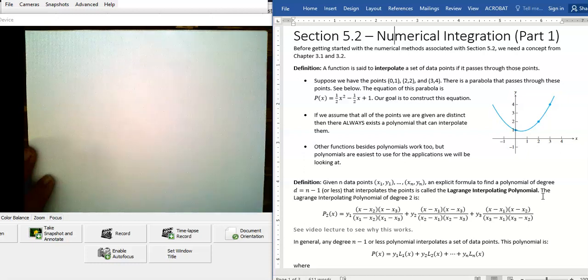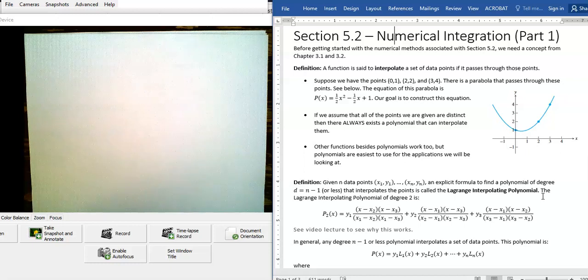Before we get started with the actual methods for numerical integration, we need a couple of things so that we can build the methods and look at their errors. These two topics come from 3.1 and 3.2, and deal with interpolating polynomials. Here's our definition. A function is said to interpolate a set of data points if it passes through those points. So if a function passes through a known set of data points, we call it an interpolating function.